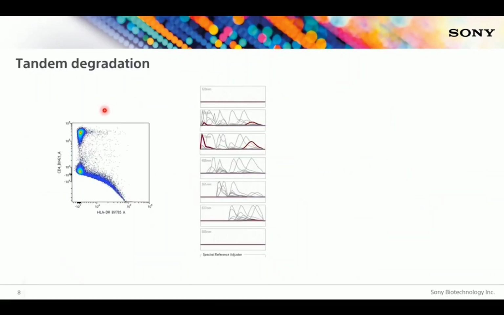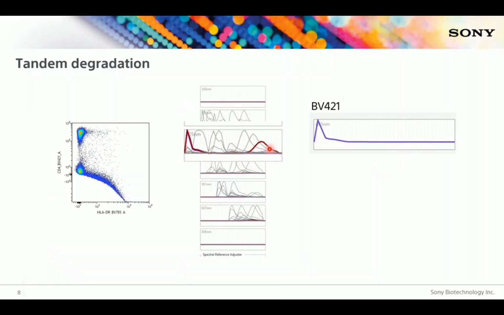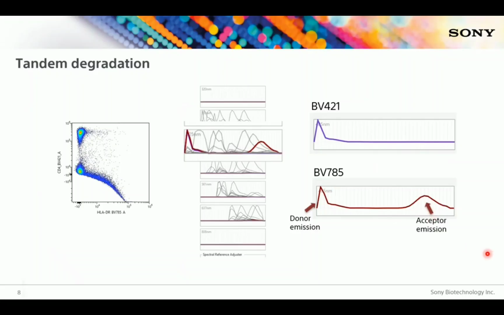Now let's focus on the spectral shapes of only BV421 and BV785. At first glance, BV421 is barely visible, that it's shown in purple. You can barely see it. But when we separate the two, we can see that BV785 was masking the BV421 curve. This happened because BV785 degraded, causing it to emit fluorescence from the donor molecule, that's BV421, even though some fluorescence from the acceptor molecule was still present.